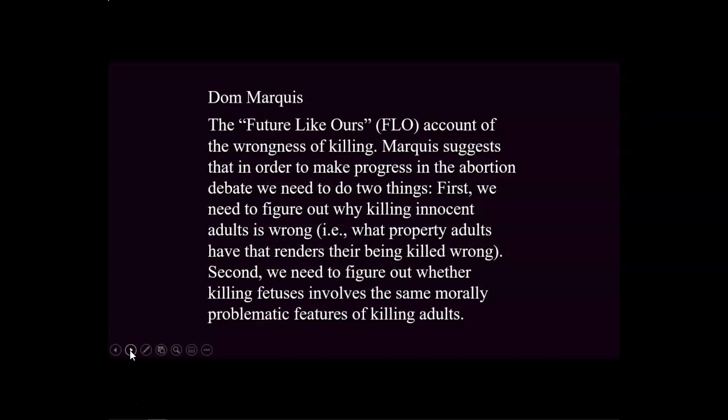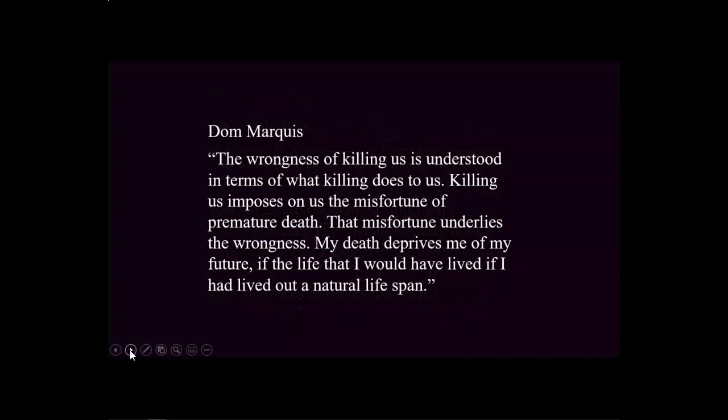So the Future Like Ours, FLO, account of the wrongness of killing. In that account, Marquis suggests that in order to make progress in the abortion debate, which was going on a long time ago, we need to do two things. First, we need to figure out why killing innocent adults is wrong, i.e., what property adults have that renders their being killed as wrong. Second, we need to figure out whether killing fetuses involves the same morally problematic features as that of killing adults.